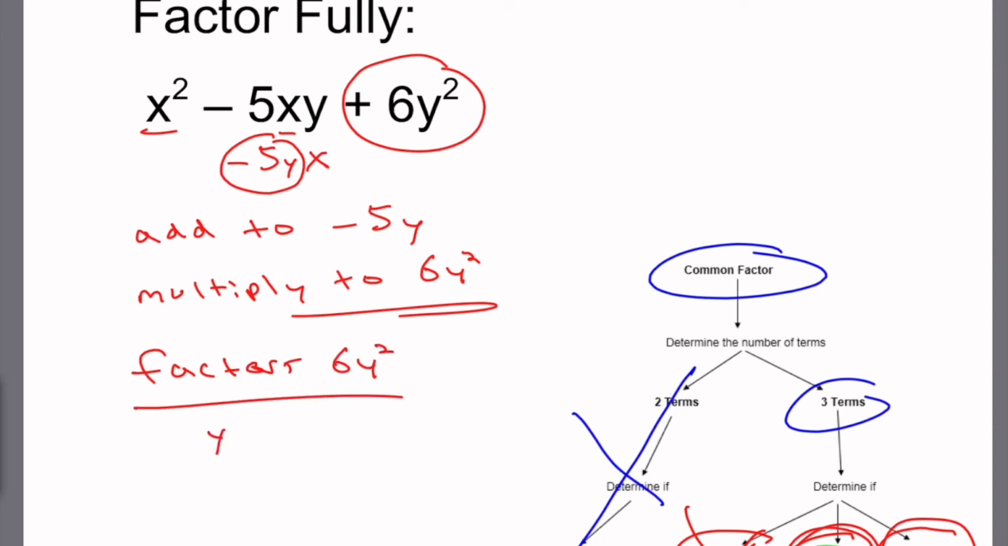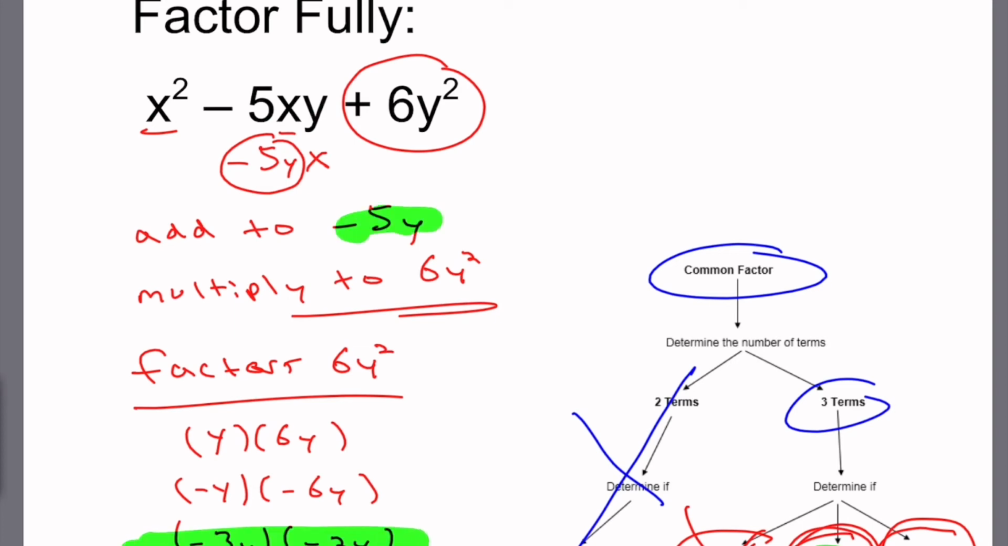Okay, so let's list our factors of 6y squared. We can do y times 6y. We can do -y times -6y. We can do -3y and -2y. You can do positive 3y and positive 2y. And that's all of our possibilities. So which of these adds to the -5y we wanted? Looks like it's going to be -3y and -2y. Once we figure those out, this one's easy. It's just simple trinomial, so we just need to put those numbers in our brackets to get our answer.